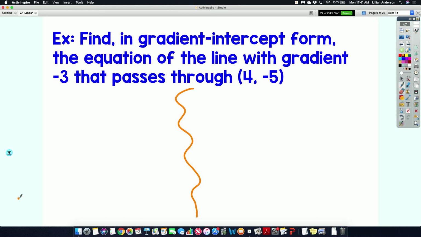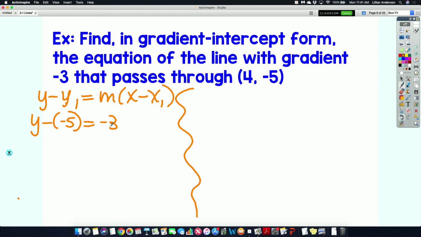You can do this one of two ways. The first way is using point gradient form. Because like I said before, in that particular form, all you need is a point and all you need is a slope. And you have both of those, don't you? Okay, so you can plug in -5 for y, -3 for your gradient, and 4 for your x. Two negatives make a what? A positive. So this is y plus 5 equals -3 times the quantity x minus 4. And now they just ask you to write the equation of a line, and that's it. No form. In my opinion, that's your easiest way.